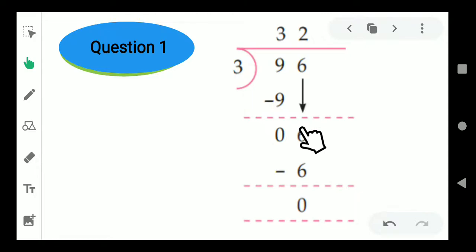Next, take down the next digit. It is 6. In 6, how many 3's are there? 2 3's are 6. So, 2 into 3 will get 6. Now subtract it. 6 minus 6 is equal to 0.